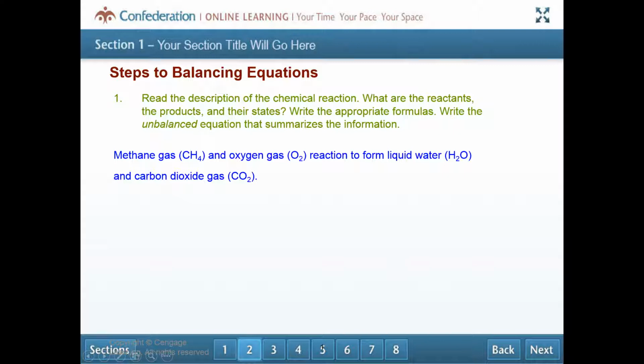So for example, here we've got methane gas and oxygen gas reacting to form liquid water and carbon dioxide gas. So you take all of these formulas and write them into a chemical equation. So you want to have your reactants on the left, your products on the right, your states beside each of them in brackets, and then you also have your arrow there.